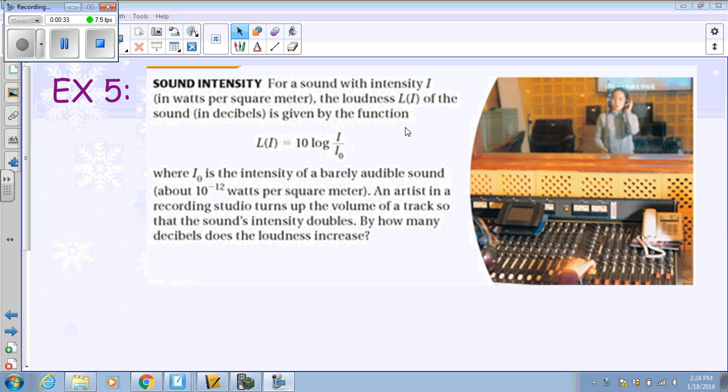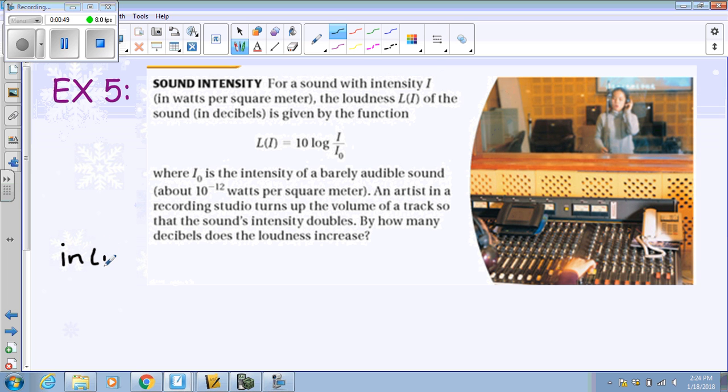Now, an artist and a recording student turns up the volume of a track so that the sound's intensity doubles. By how many decibels does the loudness increase? So here, what we're trying to figure out is the increase in loudness. So that's our main goal here. So increase in loudness.